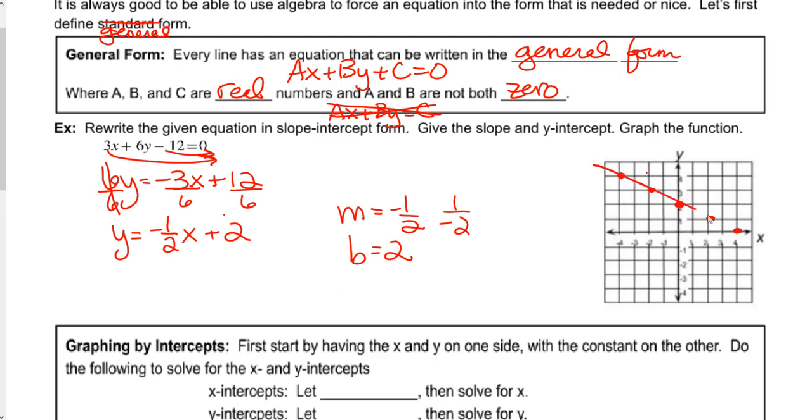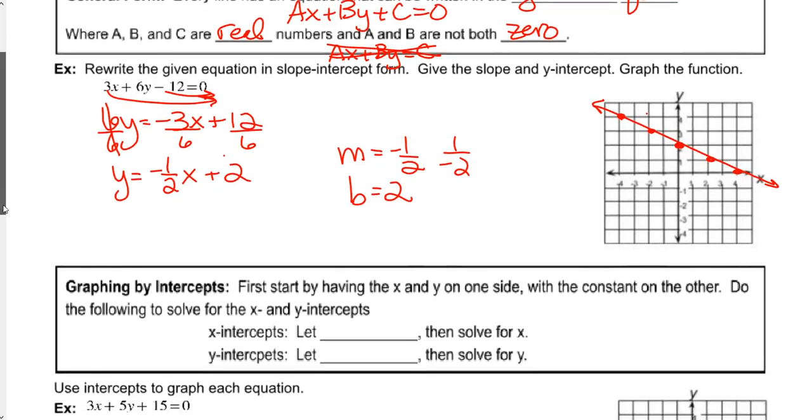Now, I would recommend doing 3 points. If you can't get 3 points in there, 2 points is good, but you don't have to do more than that if you don't want. Okay, so there again is that linear function graphed for us.